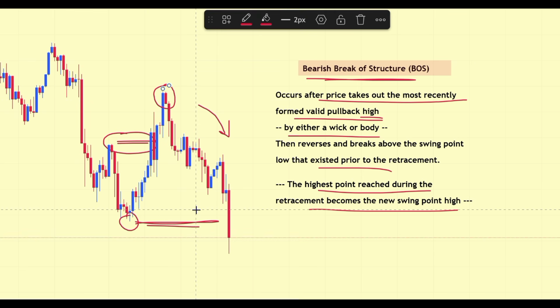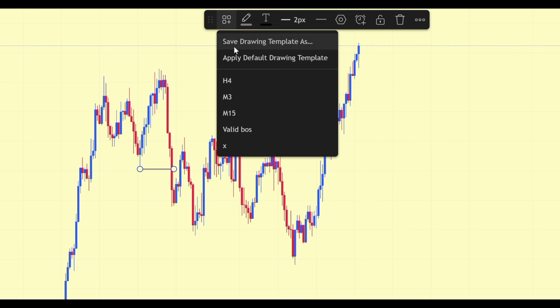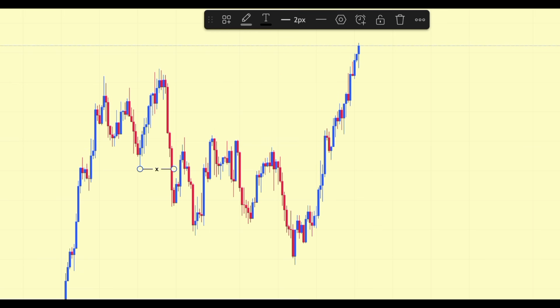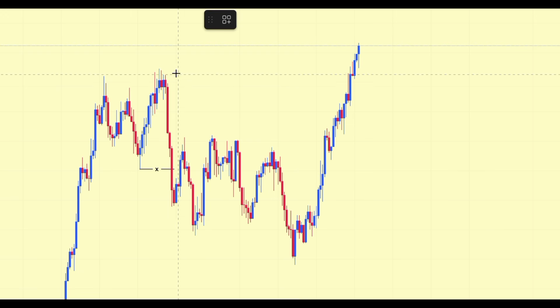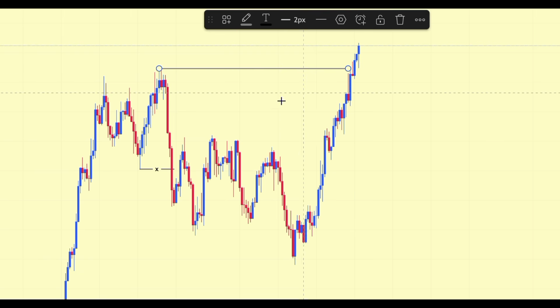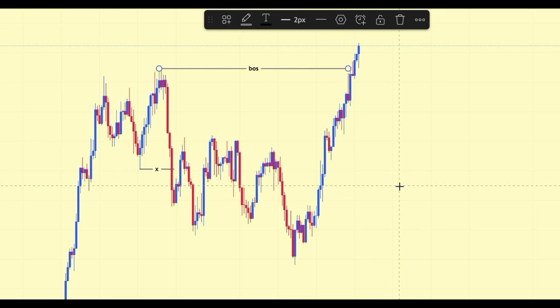So guys, now that we have covered how to identify a bearish break of structure as well as a bullish break of structure, let's get things practical and start marking the market structure. Alright, so just like we identified earlier, we can clearly see that price has taken out the recently formed valid pullback low. I will use this mark for that. You'll get to understand why in the next part, so don't worry. And then we can clearly see that price reversed back and made a break past this swing point high prior to this retracement, and that's what we call a valid bullish break of structure.